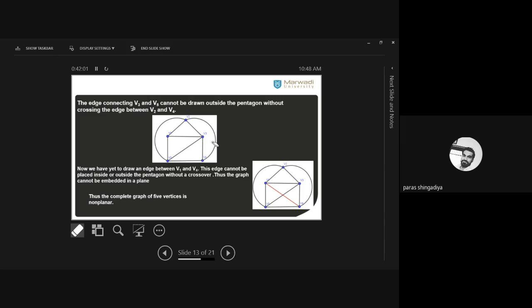Is there any confusion for anyone? Is the proof of this theorem clear? Any doubt?